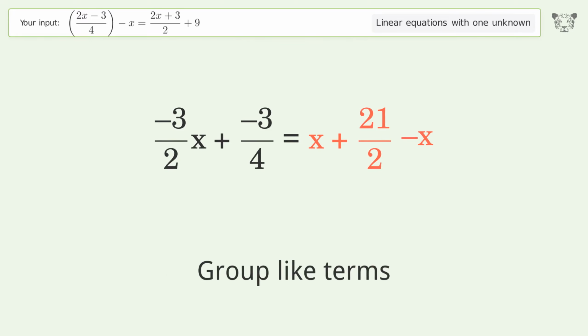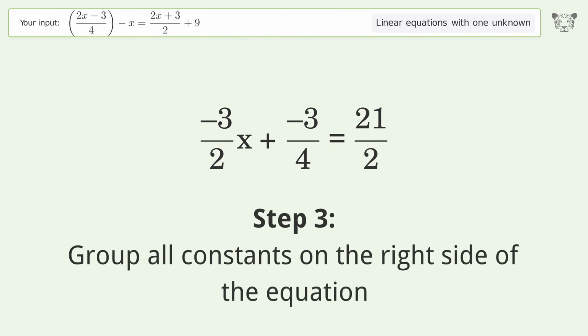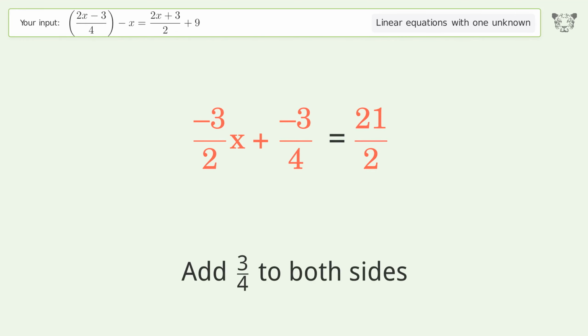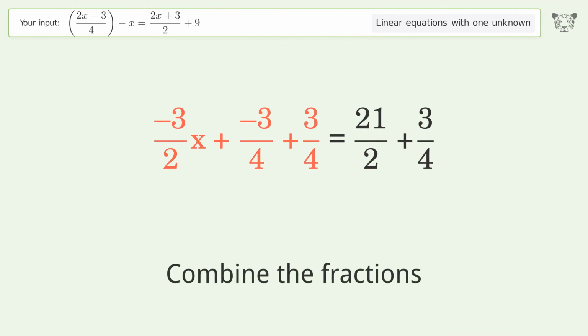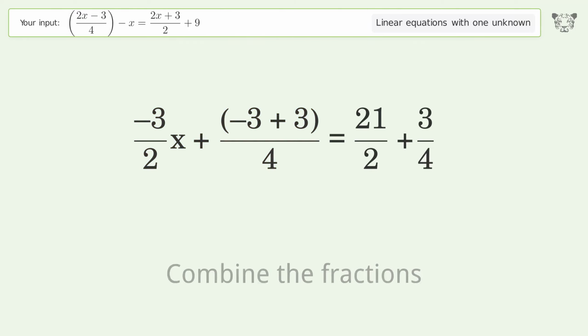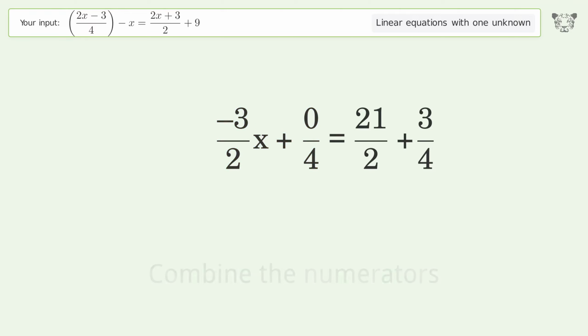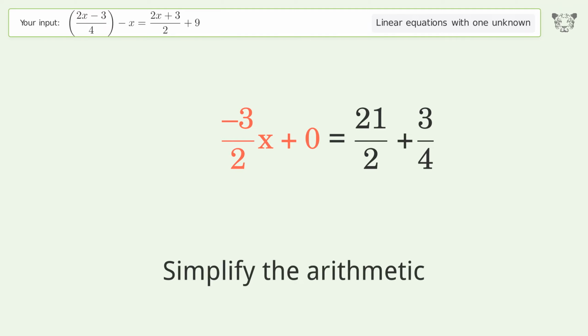Group like terms. Simplify the arithmetic. Group all constants on the right side of the equation. Add 3/4 to both sides. Combine the fractions. Combine the numerators. Reduce the zero numerator. Simplify the arithmetic.